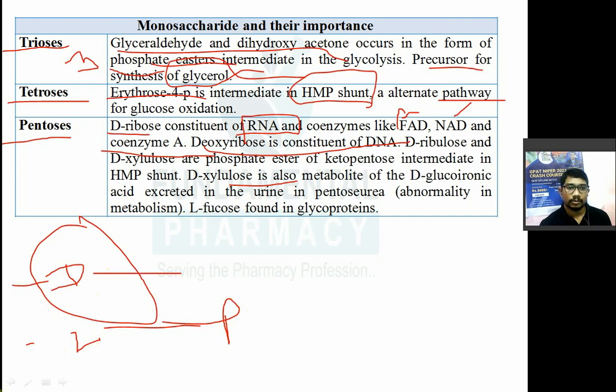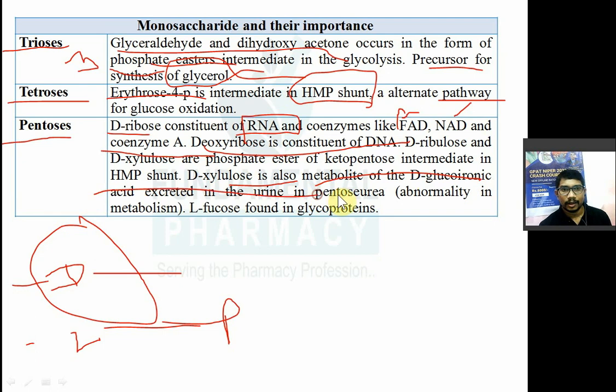D-xylose is an intermediate in the metabolism of glucuronic acid, and it is excreted in the urine. D-xylose is also a pentose sugar. After its metabolism, xylose gives glucuronic acid, and that is excreted in the urine.